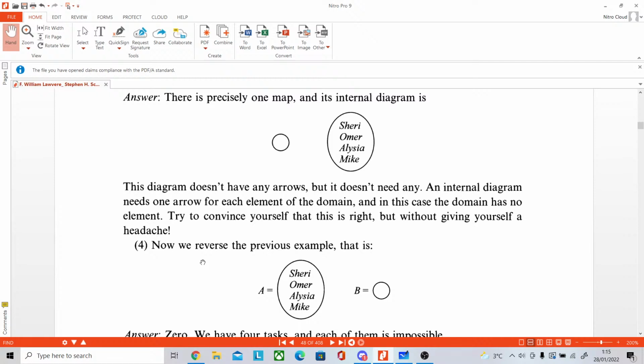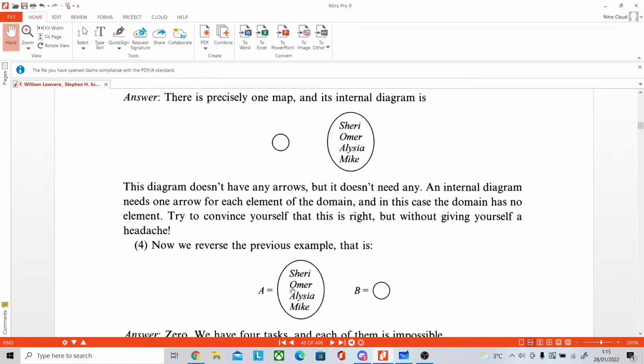Now we reverse the previous example. Now we have 4 and 0, left side to the power of right side is 0, so it is indeed 0.